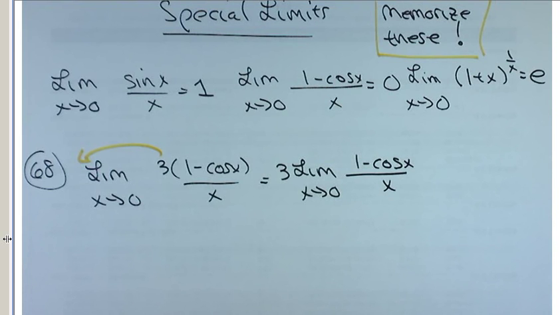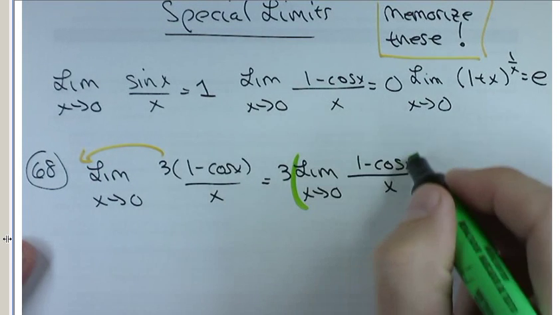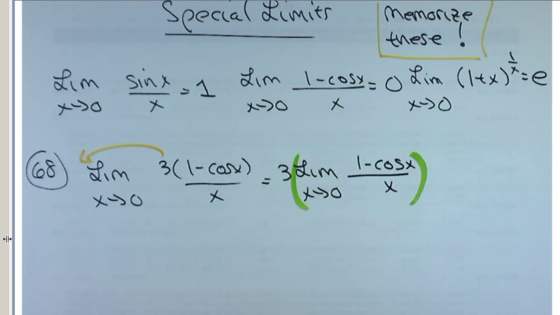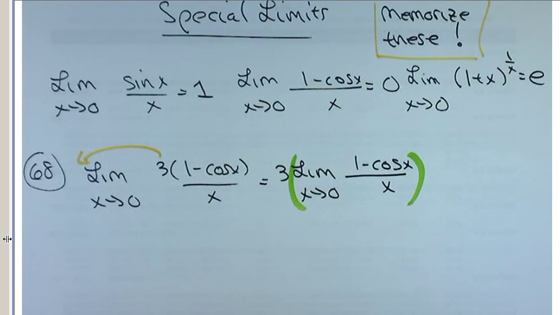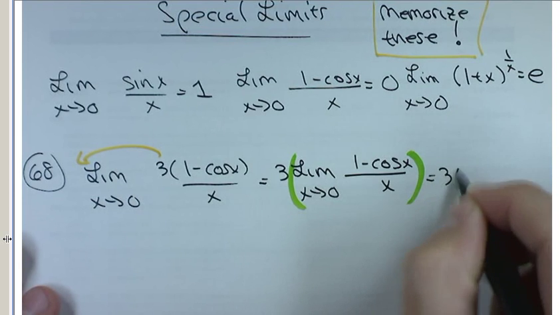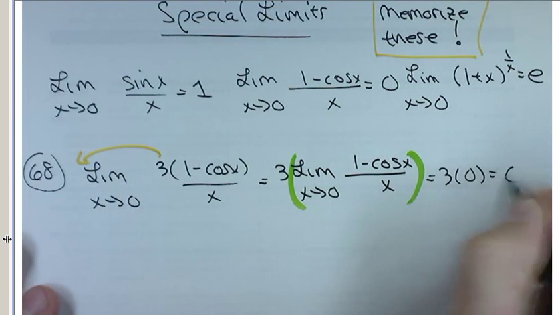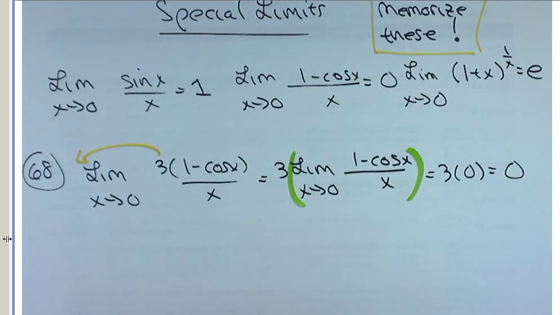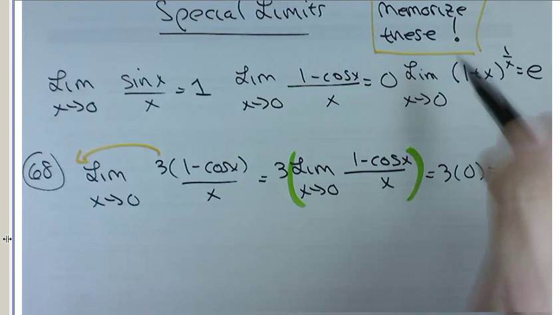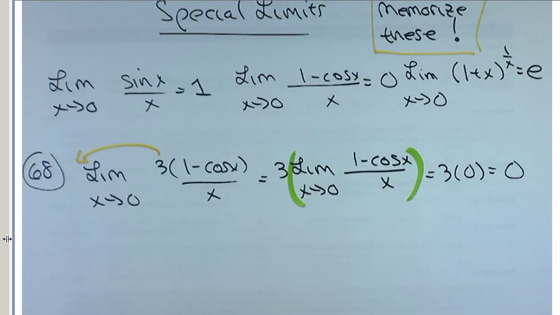But here's where I can use something that I gave you. I know this limit, right? Effectively, that's 3 times 0, which is 0. And that's the nice shortcut that you can take once you have those limits memorized: you can just plug in the value. You don't have to derive it. You just have to know what that limit is.